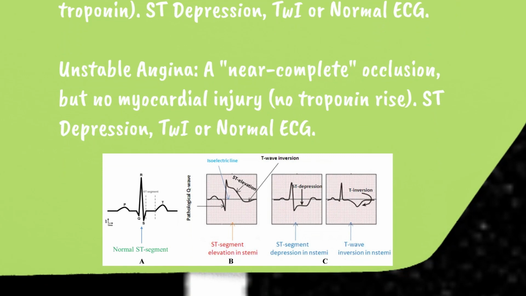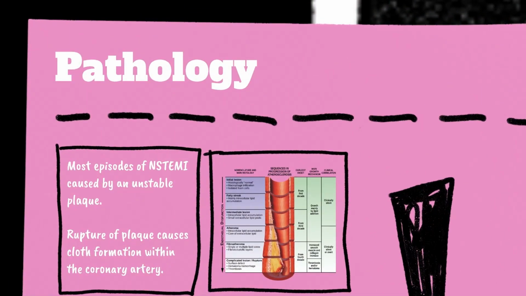Most episodes of NSTEMI are caused by an unstable plaque. If we think back to preclinical medical school, we have plaque formation within the coronary arteries. When the plaque becomes unstable, it releases its lipid-rich core, which causes platelet aggregation and clot formation. This then subsequently leads to occlusion of the coronary artery.